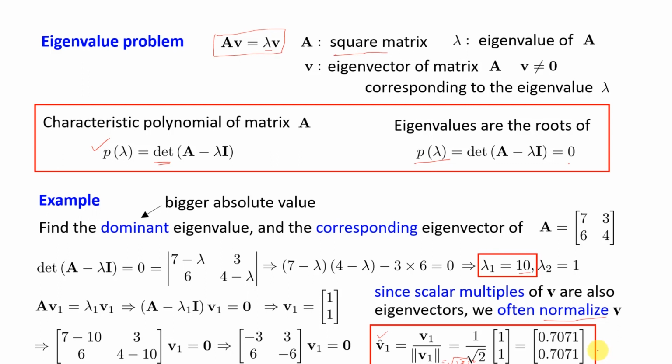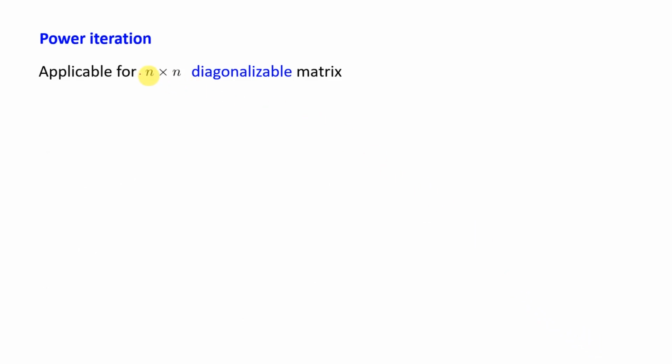These are the exact values, but now we have to see how we can get these values numerically. Numerically, what we will use is something we call power iteration or the power method. The power method is applicable for a square matrix, let us say n by n, because all eigenvalue problems are related to square matrices. So I have an n by n diagonalizable matrix.